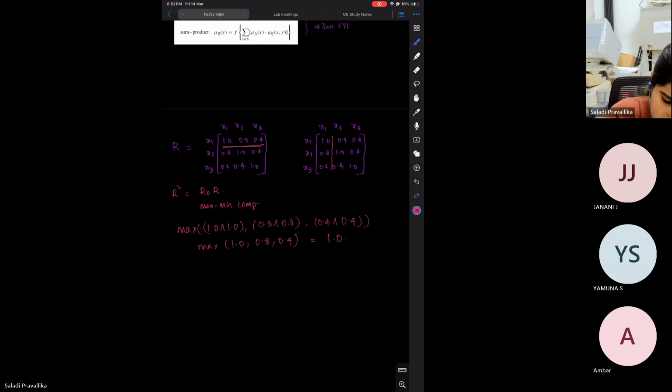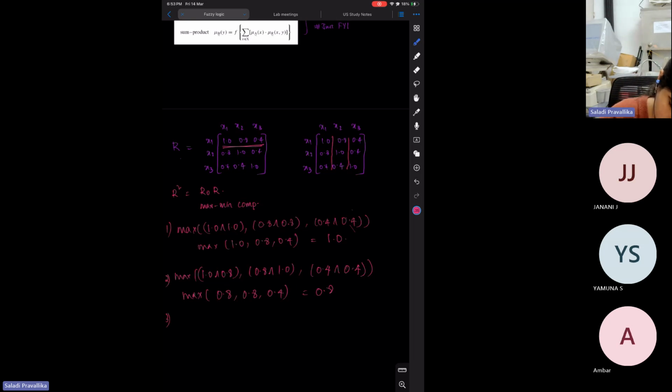Another, you take this and this. Max of 1 intersection 0.8, 0.8 intersection 1, and then 0.4 intersection 0.4. So this is max of 0.8, 0.8, 0.4, which is equal to 0.8. This is the second element.